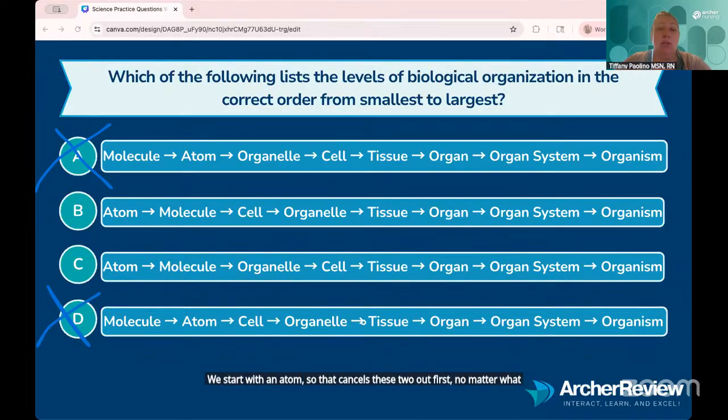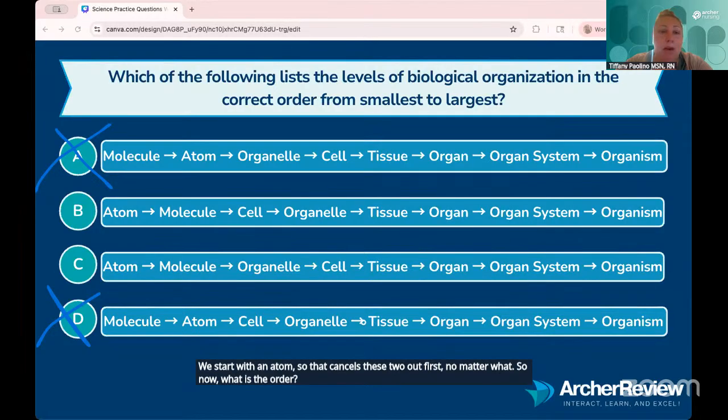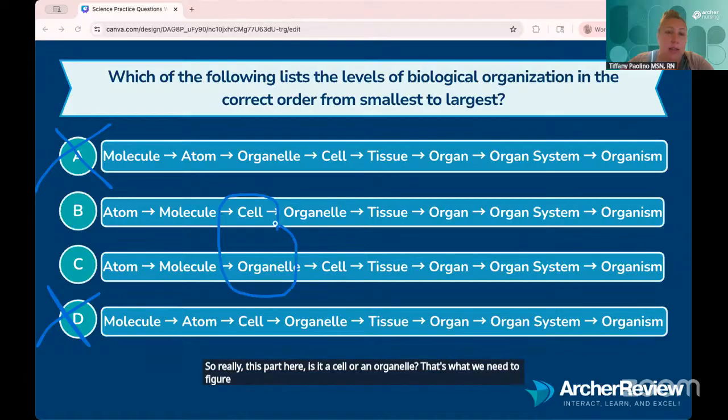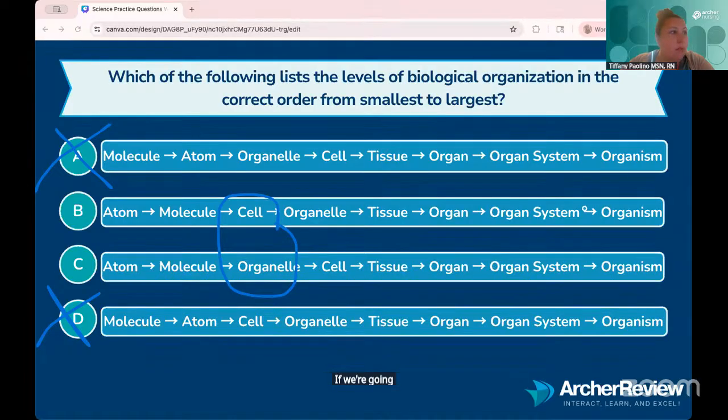So now what is the order? Is it atom, molecule, cell, organelle, tissue, organ systems, organism? Or is it atom, molecule, organelle, cell, tissues, organs, organ system, organism? Which one? So really this part here, is it a cell or an organelle? That's what we need to figure out. What's next, if we're going from smallest to largest?